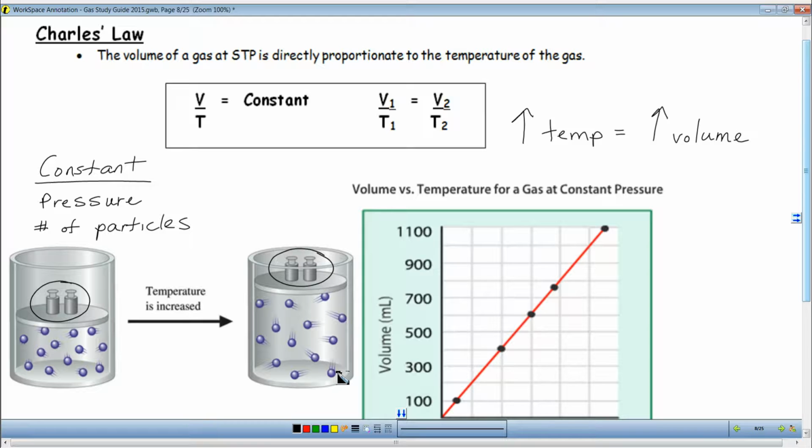Quantitatively, here is the equation that you'll be given to study Charles' law. I'm going to give this to you. Now you just have to know when to use it and how to use it.